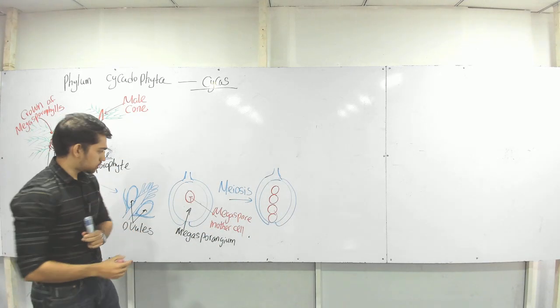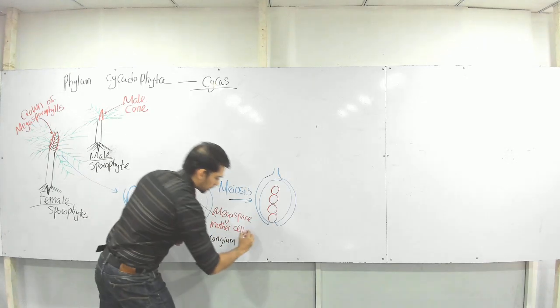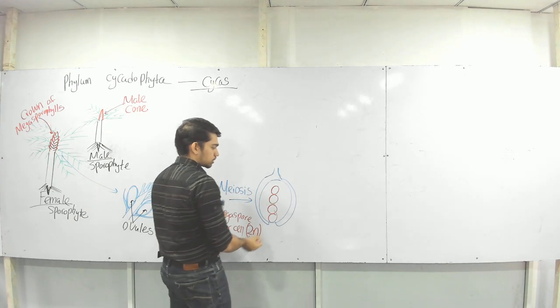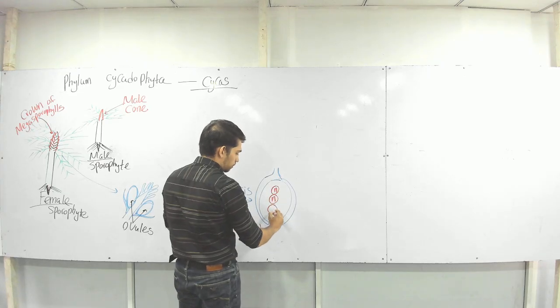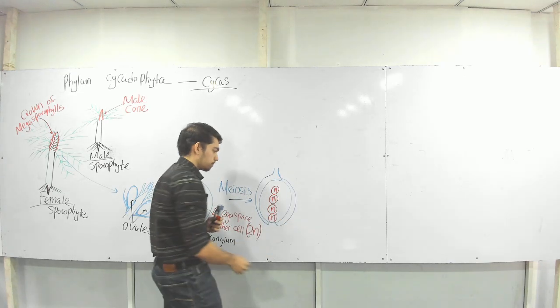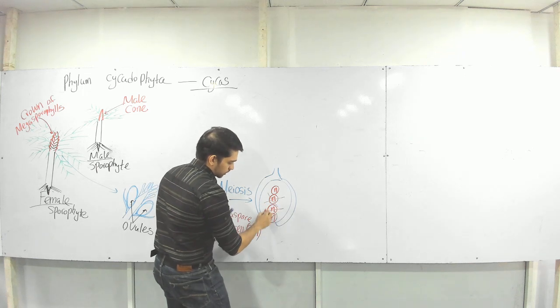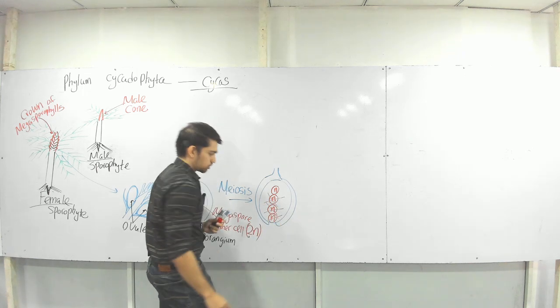Makes sense. So the megaspore mother cell is diploid. Each of these daughters are what? Haploid, haploid, haploid, haploid. But only one will remain functional. These three are not going to remain.